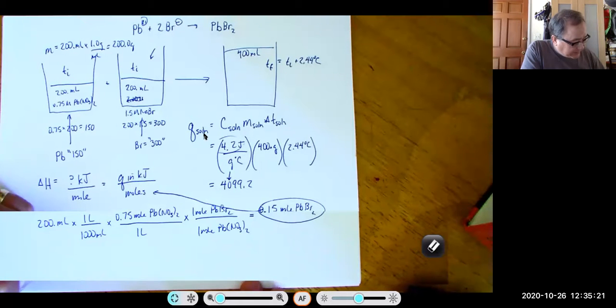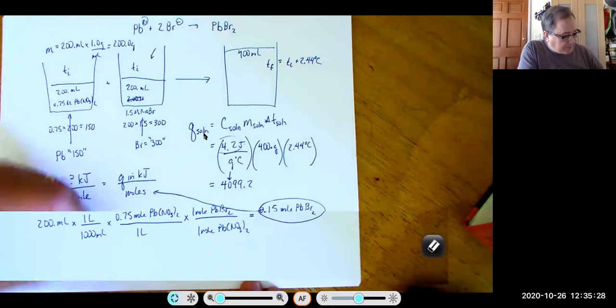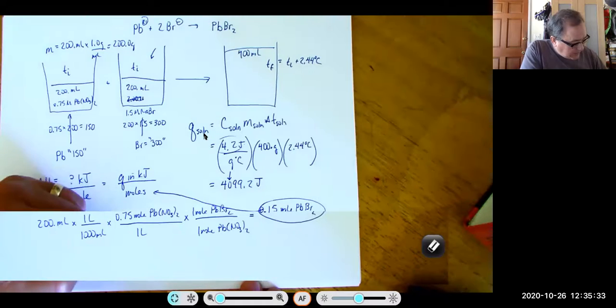So that means the specific heat capacity per mole is 40. Oh, and I do want to do one more thing here. I'll do it down here.